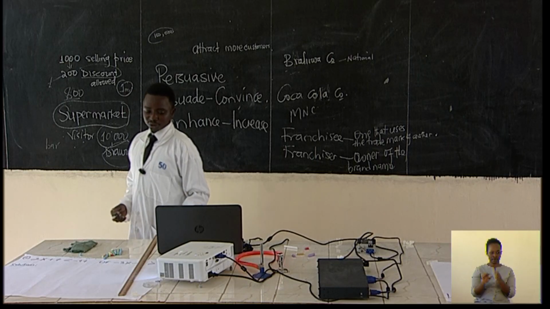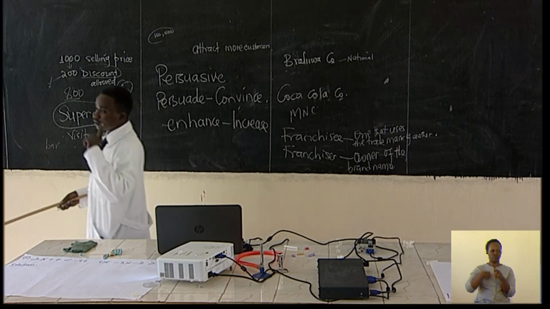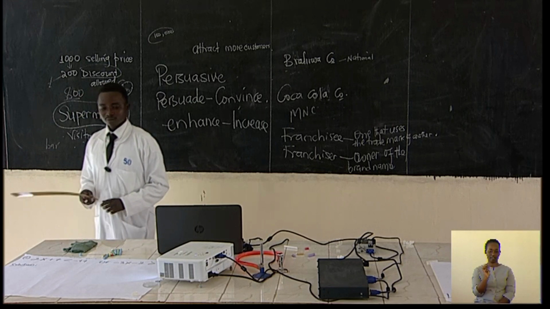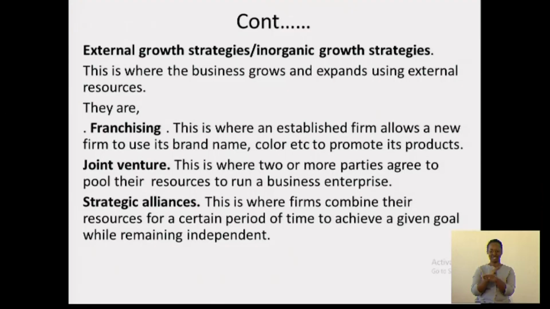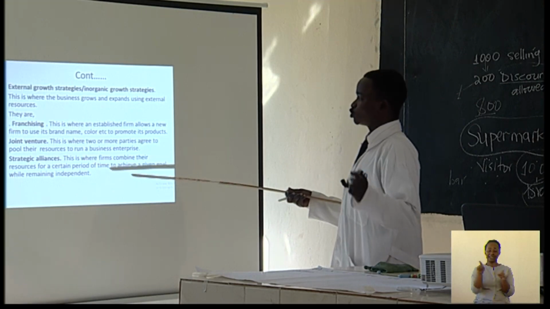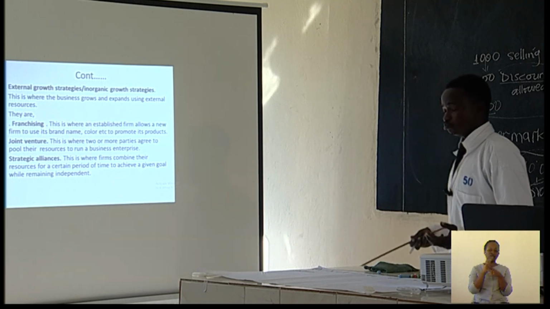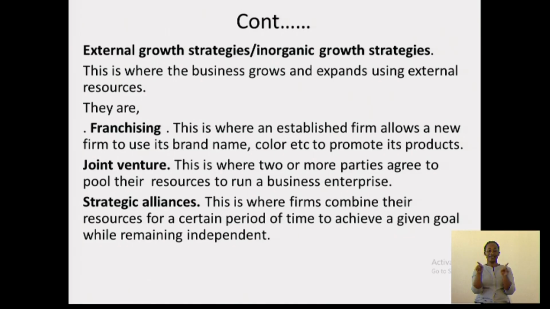Then you have what you call joint venture. Joint means one. A venture is an enterprise, but which is a legal entity separate from a joint venture. Joint means one. So here, with joint venture, I want you to relate it with partnership. This is where 2 or more parties agree to pool their resources to run a business enterprise.